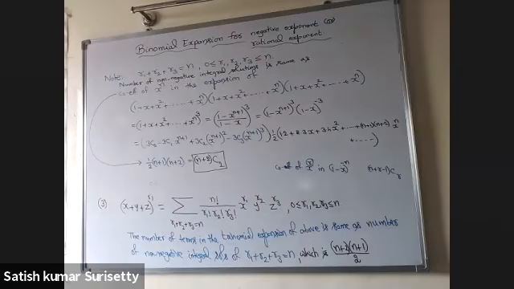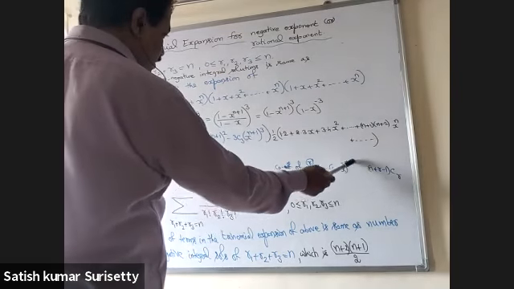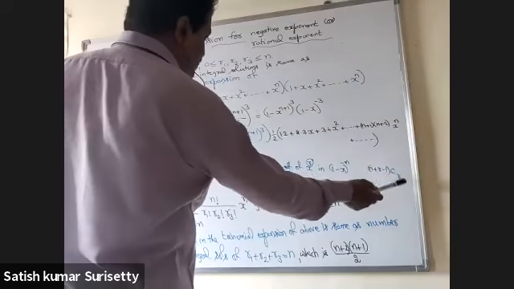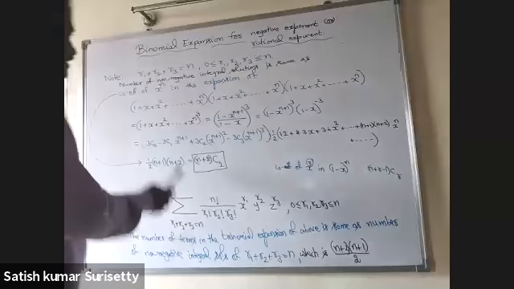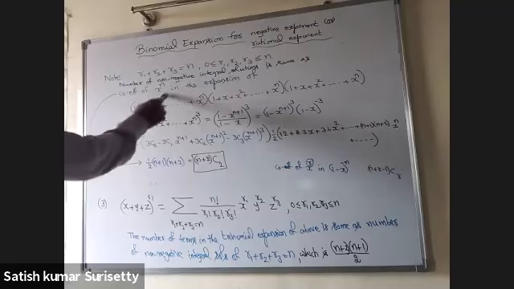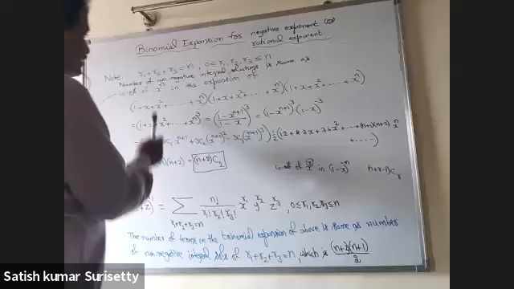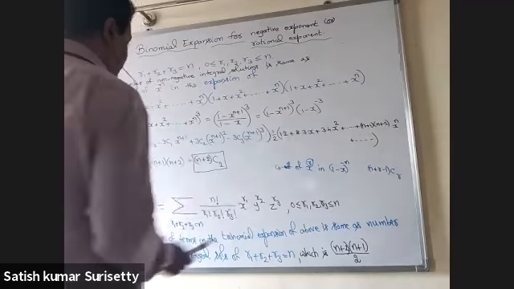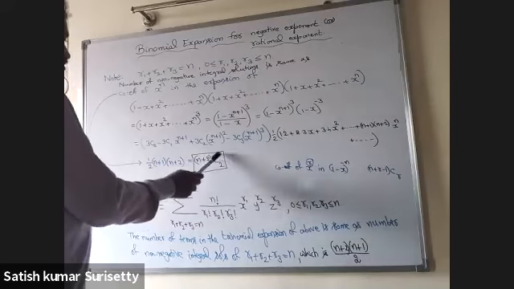Now, previously we have discussed that the coefficient of x power r in the expansion of 1 minus x to the power of minus n is r plus n minus 1 cr. That means if you have remembered this formula, we can apply it directly: the coefficient of x power n in the expansion of 1 minus x to the power of minus 3 is n plus 3 minus 1, that is n plus 2 cn, which is the same as n plus 2 c2.